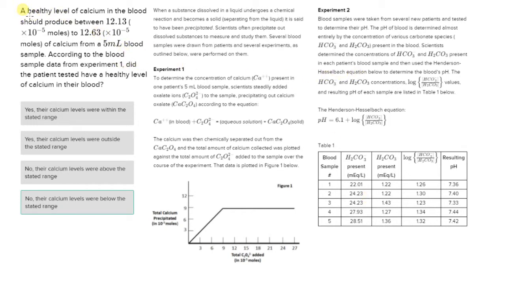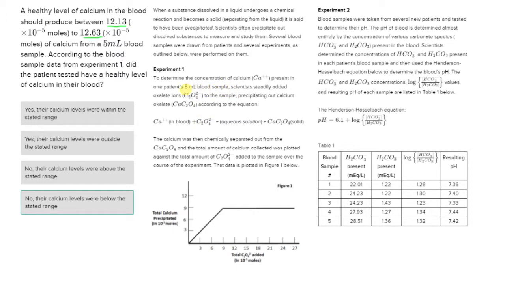So this is one of those questions that asks us to look at data and apply it to a real world situation. It's asking: a healthy level of calcium in the blood should produce between 12.13 times 10 to the negative fifth moles and 12.63 times 10 to the negative fifth moles of calcium in a 5 milliliter blood sample. According to the sample from experiment 1, did the patient tested have a healthy level of calcium in their blood?